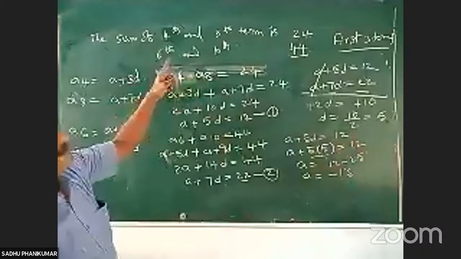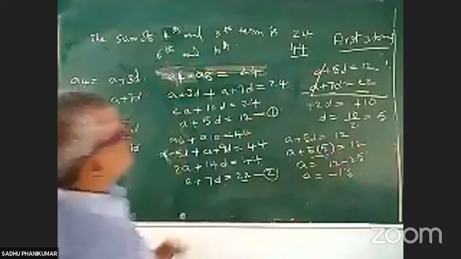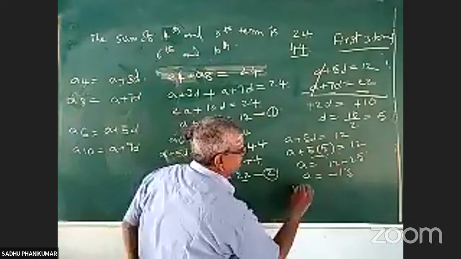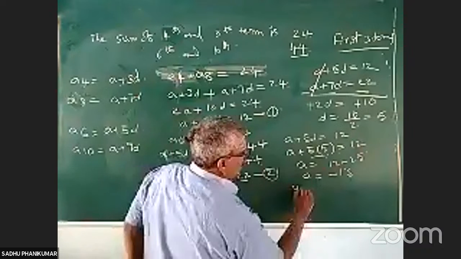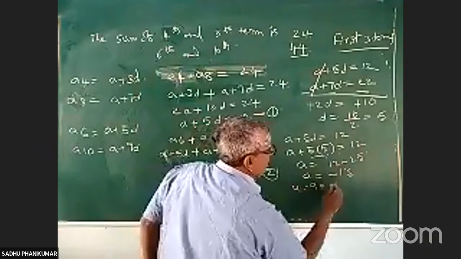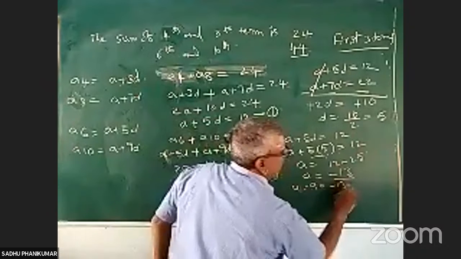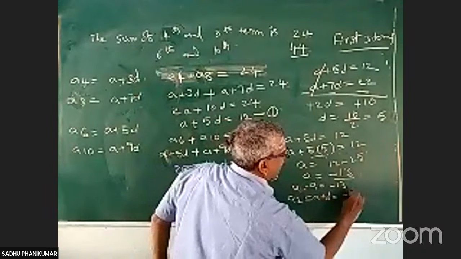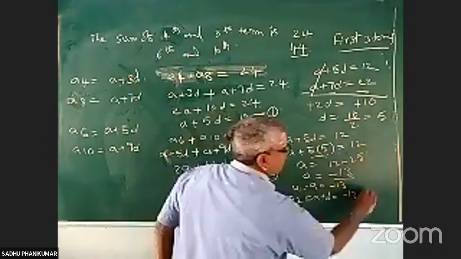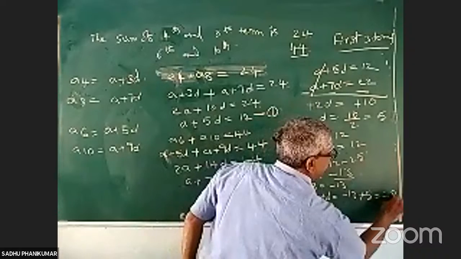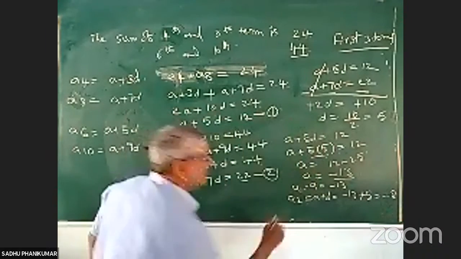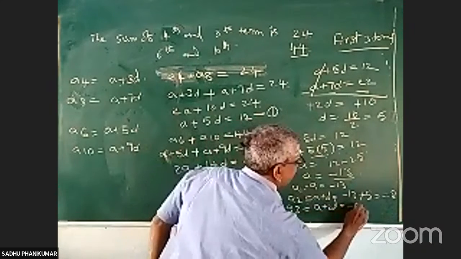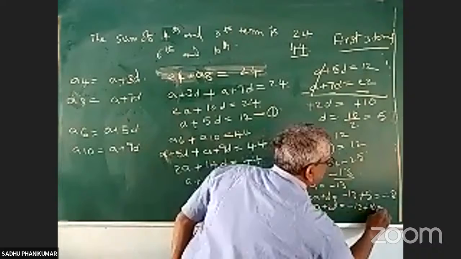What was asked is to find the first three terms. So how to complete it? A1 is equal to A, that is minus 13. A2 is equal to A plus D, that is minus 13 plus the D value 5, that is equal to minus 8. A3 is equal to A plus 2D, that is minus 13 plus 10, that is minus 3.